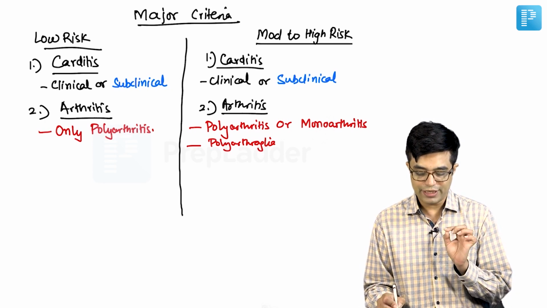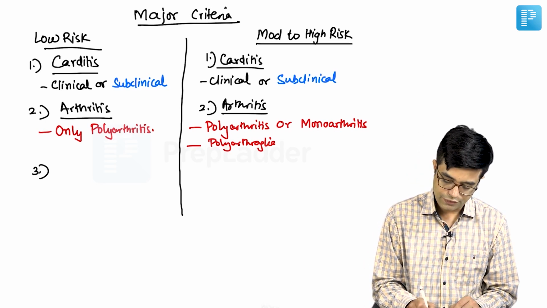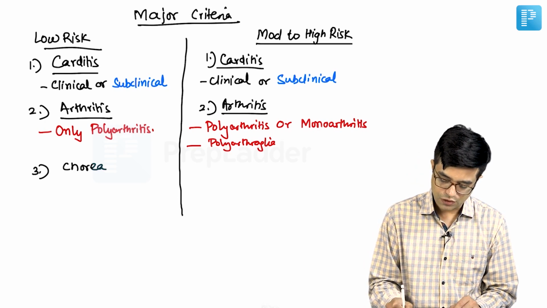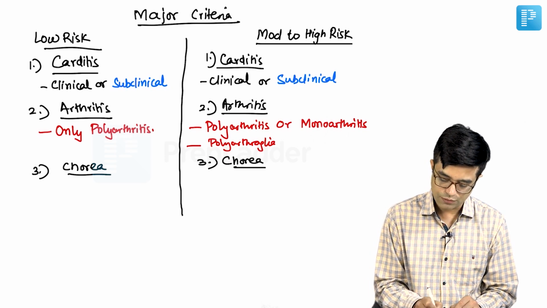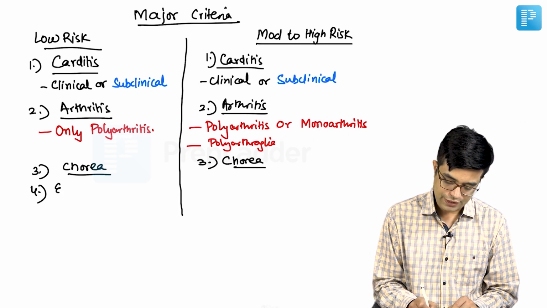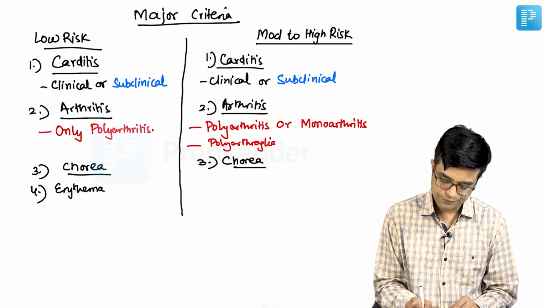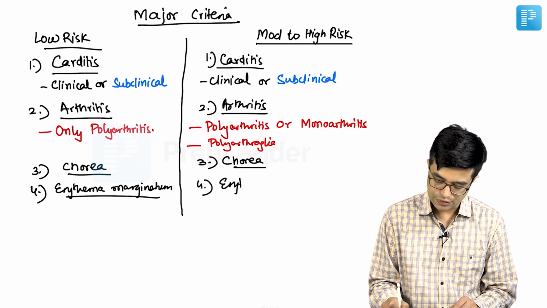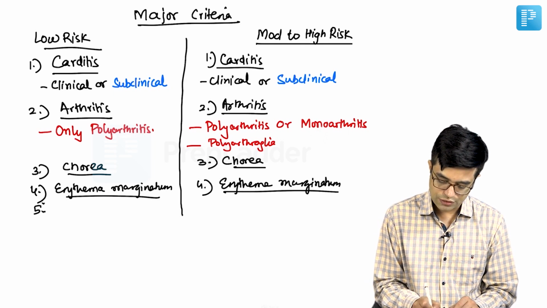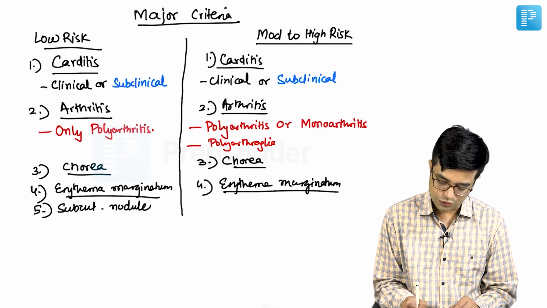Third, we have chorea, also called Sydenham's chorea. This is the same across the two populations. Then we have erythema marginatum, which is a skin lesion. It is a macular skin lesion, which is the same across the two groups. And final is subcutaneous nodules, which is again the same across the two sets of populations.